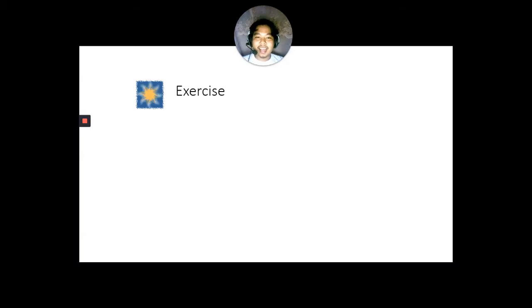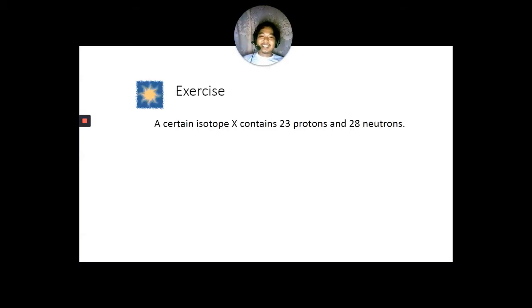So let's have an exercise. Sige, how do we use now the concept of isotopes in determining the subatomic particles? So here, a certain isotope X, palagi na lang X, contains 23 protons and 28 neutrons. First question, what is the mass number of this isotope?